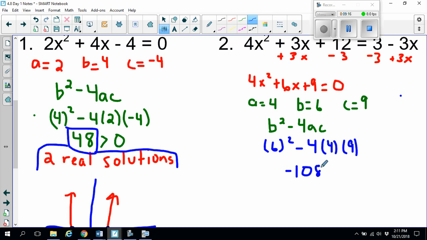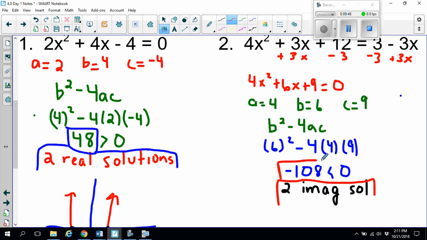So that's my answer. Now we also have to determine if this is greater, less than, or equal to 0. We know since it's a negative, it's going to be less than 0. Because it's less than 0, that represents that we now have 2 imaginary solutions. That means we would have an I as our solution here. So we have 2 imaginary solutions. That's the type and the number, and our discriminant was negative 108.